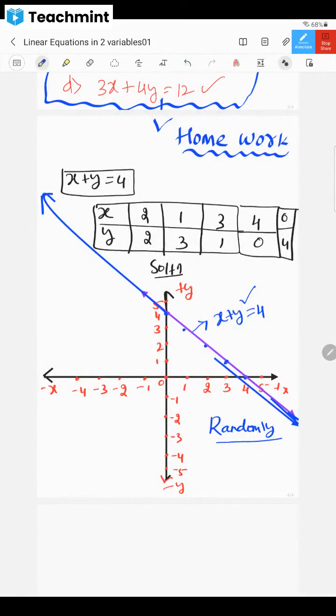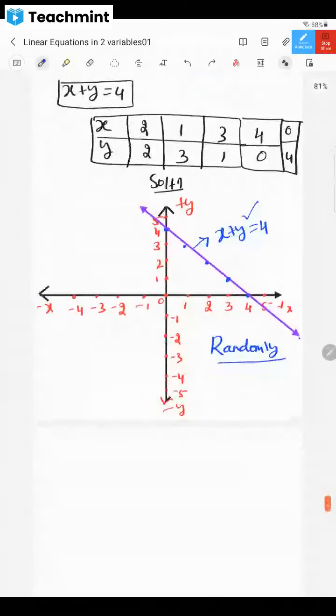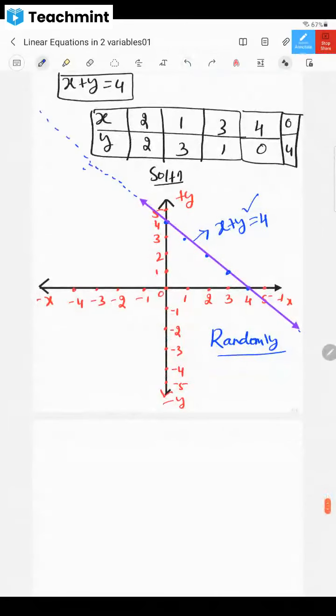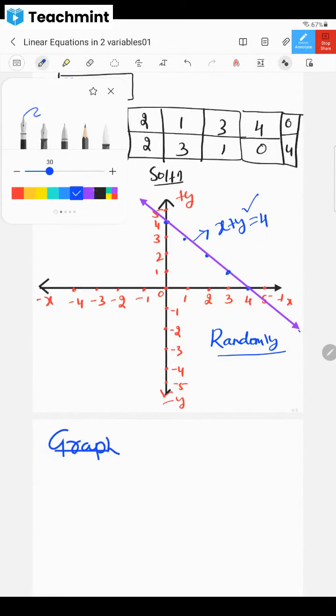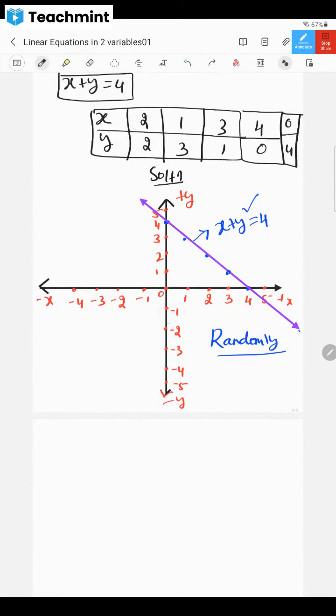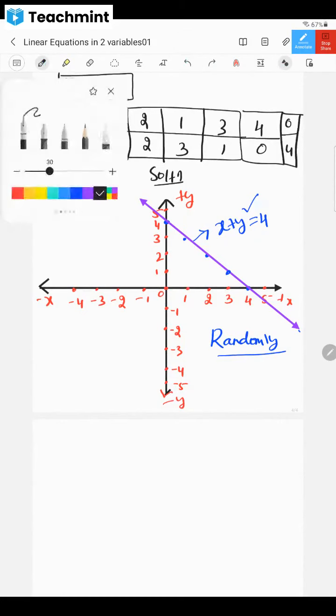Tell me. Am I telling you the right thing? I hope everybody got what I'm trying to say. Now on this graph, whatever this graph is there, how many points are there, dear children? On this graph, how many points are there? Tell me.